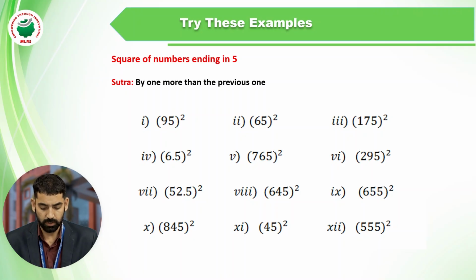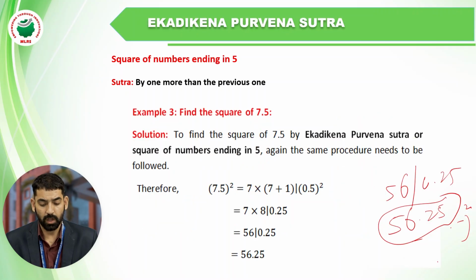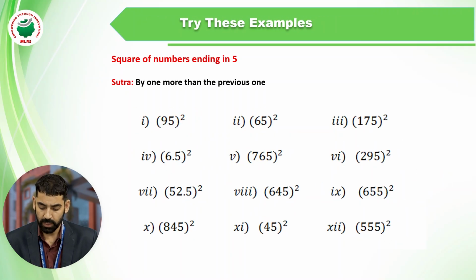You can use these techniques, Ikadikena Sutra or Ikadikena Purvena Sutra, to find the squares of all these examples. The first one is to find the square of 95. Again, it is a number ending in 5, so you can use Ikadikena Sutra. And in the next 10-12 examples, you can use this sutra to find the square of these numbers.